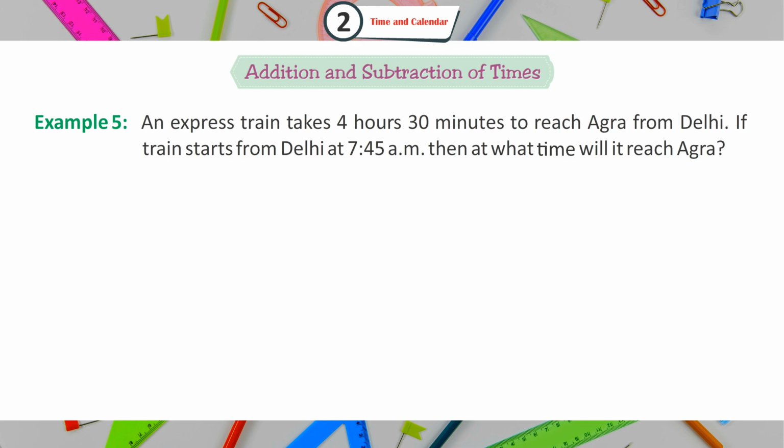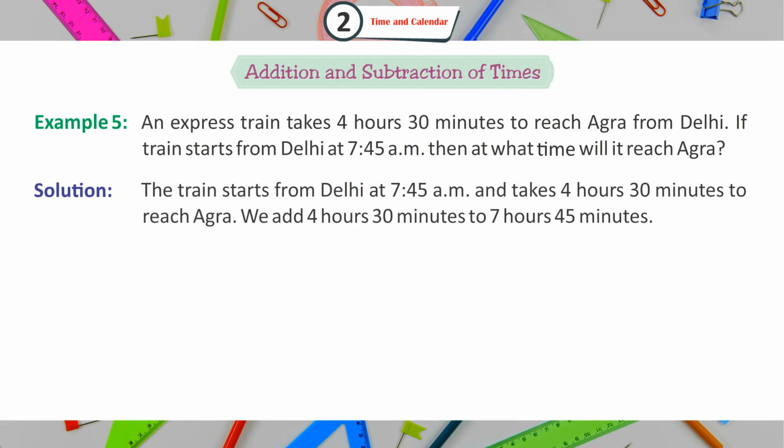Example 5. An express train takes 4 hours 30 minutes to reach Agra from Delhi. If the train starts from Delhi at 7:45 am, then at what time will it reach Agra? Solution: the train starts from Delhi at 7:45 am and takes 4 hours 30 minutes to reach Agra. We add 4 hours 30 minutes to 7 hours 45 minutes.